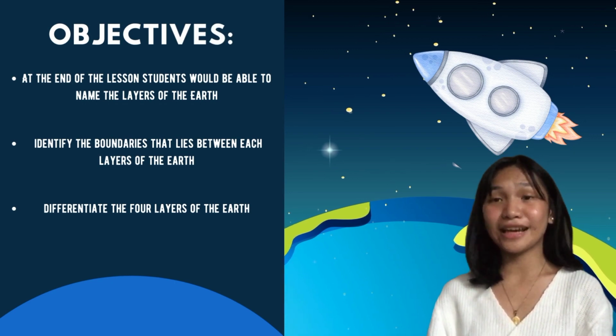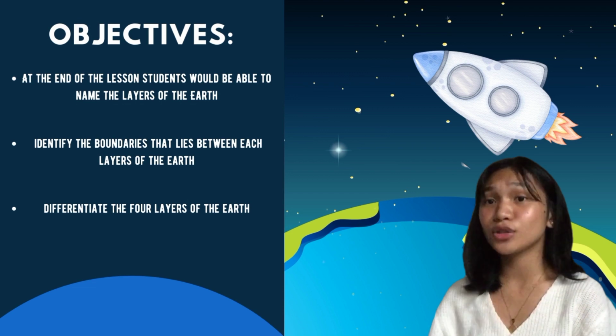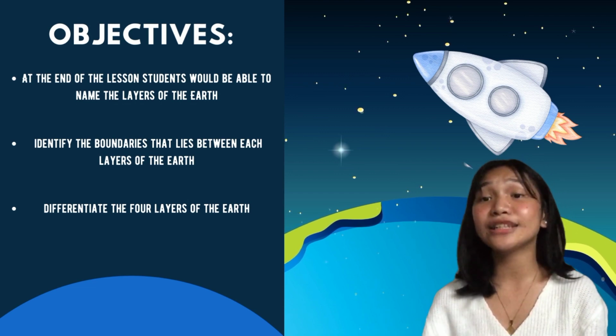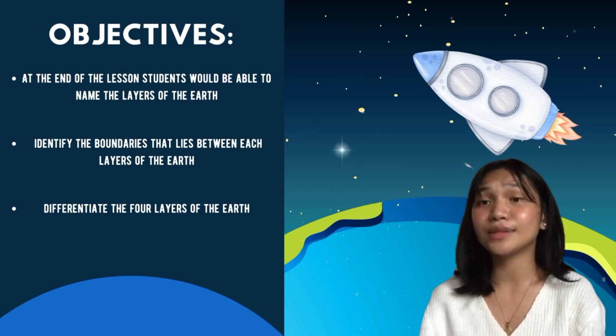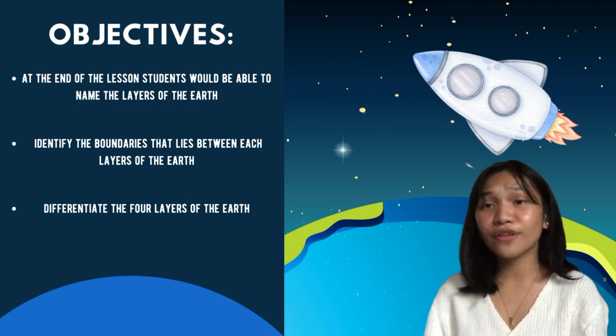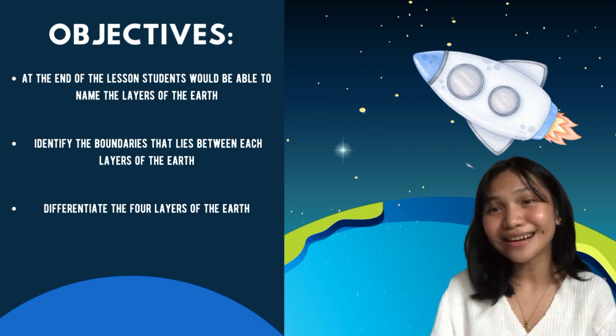Before we start, here are our objectives. First, at the end of the lesson, the students will be able to name the 4 layers of the earth, identify the boundaries that lie between the layers of the earth, and lastly, differentiate the layers of the earth. So let's start.